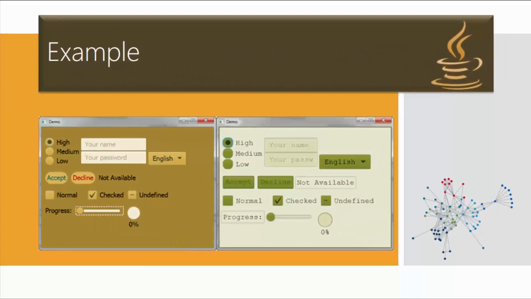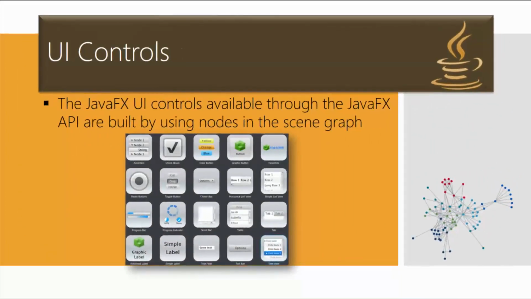So here's an example, right? Two demos that you can see. You can dynamically change the look and feel using the cascading style sheets. The visual UI tools, user interface tools, for example, are available through the JavaFX API, and they're built by using nodes in the scene graph. So you can have the color button, for example, you can have the graphic button, you can have hyperlinks, you can have the choice boxes, the toggle buttons, the radio buttons, and so on. So JavaFX is a powerful way of creating graphics applications using the scene builder.